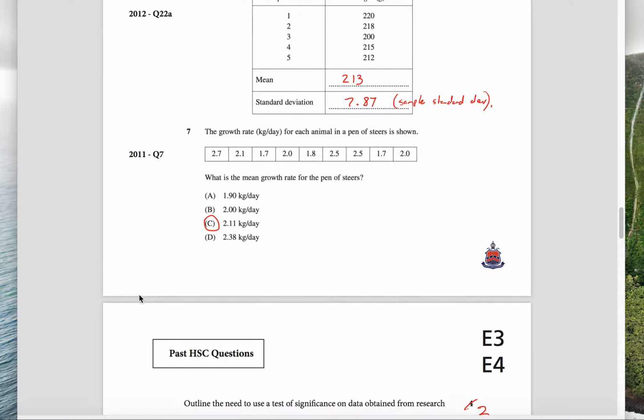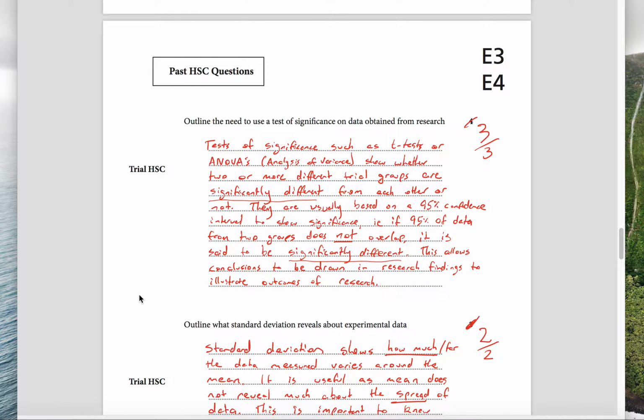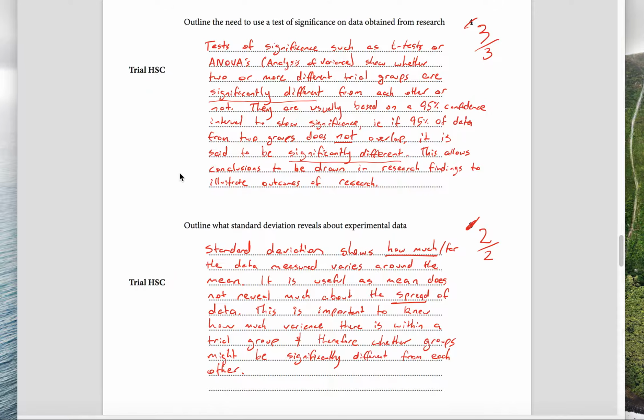which may be different from general maths. These two questions are about the significance: outline the need for a test of significance on data obtained from research. So tests of significance such as t-tests or ANOVAs. ANOVA is an analysis of variance. T-tests are used to compare two means to each other, and ANOVAs are used to compare three or more means to each other, three or more sets of data.